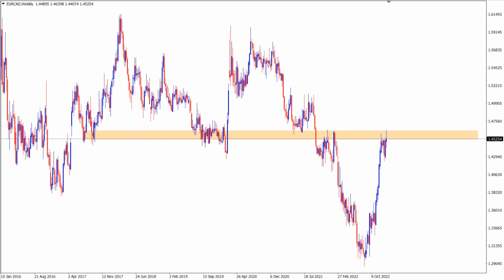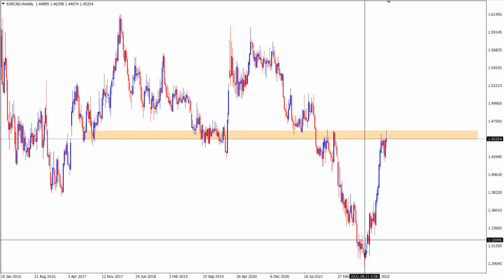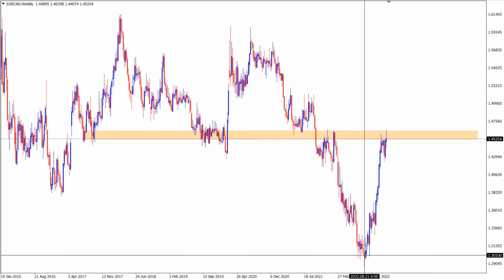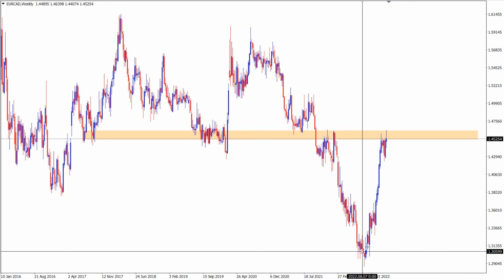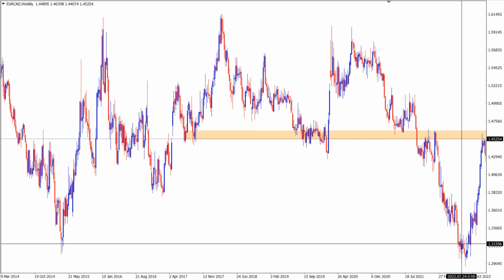So most of the time the markets are in ranging mode, which is consolidation mode. Only 20 to 30% of the time the markets keep moving. If you look at the Euro Canadian, you can see it's consolidating. It means the big players are accumulating more buy orders here, because it's a major support.